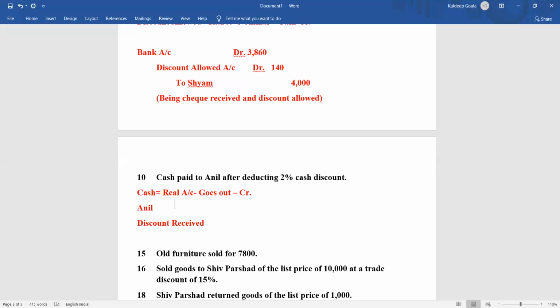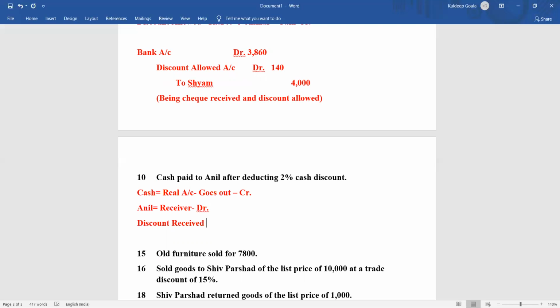Okay. Now coming to the next, Anil. Anil is a personal account. Debit the receiver, credit the giver. So he is a receiver here because I am paying him. So he is a receiver. The receiver will be debit. Clear? I'll just write debit, right?